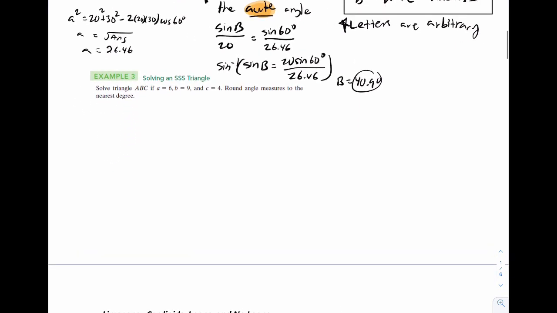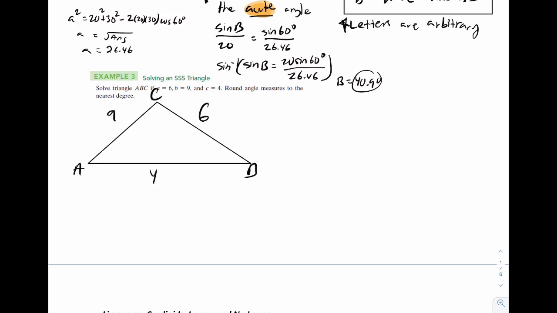Last example, side-side-side triangle. So again, I'll draw it generically. Here's A, B, and C. A is 6, B is 9, C is 4. So clearly this is not drawn to scale. That's okay. We're going to use the law of cosines here because there's obviously no pair.